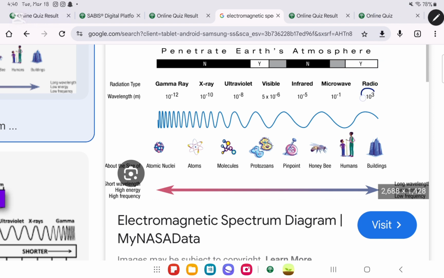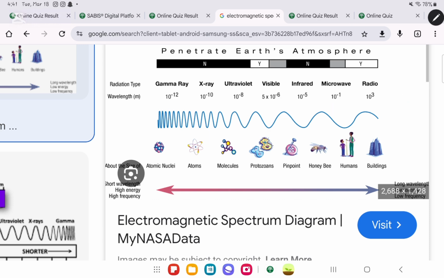So what you need to know is that the wavelength of a radio wave is between 10,000 meters and 0.1 meter, because this is in meters. The microwave is between 0.1 meters and 10 to the power of minus 5 meters. Infrared is between 10 to the power of minus 5 and 5 times 10 to the power of minus 6. Then visible is between 5 times 10 to the power of minus 6 and 10 to the power of minus 8. Ultraviolet is between this, and X-ray is between this and this.